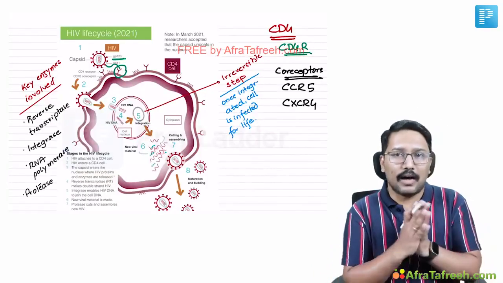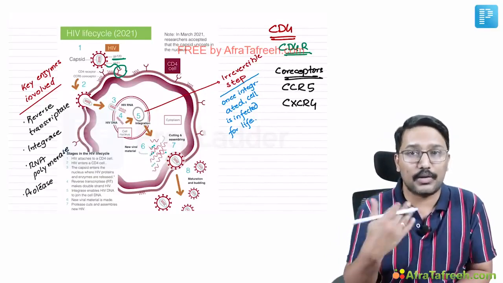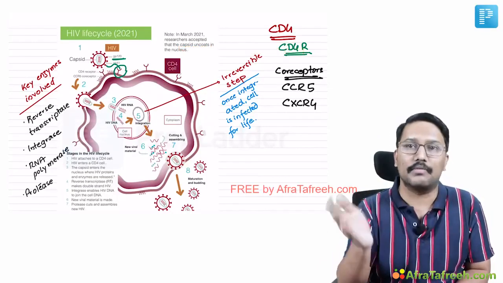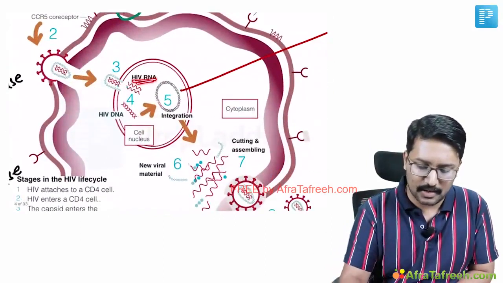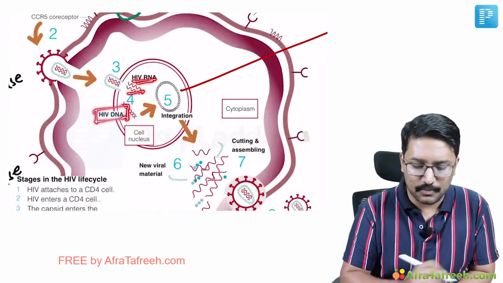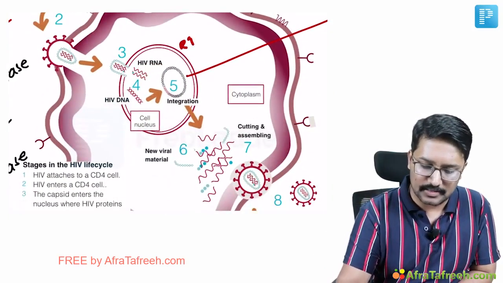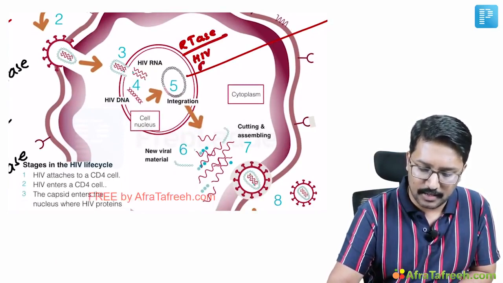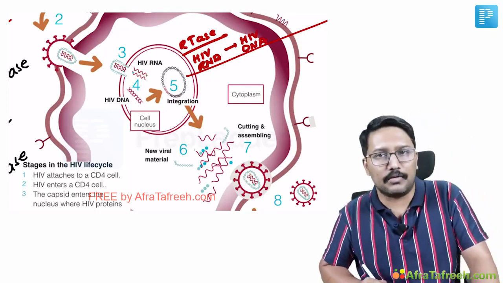Now once the viral RNA is inside the host cell, it is RNA, right? So it has to replicate and convert, right? Not replicate, I should say. The RNA should get converted into DNA, right? So once it is inside the host cell, HIV RNA gets converted into HIV DNA. This conversion is brought about by an enzyme called reverse transcriptase, right? So reverse transcriptase converts HIV RNA to HIV DNA, right? This is the first step inside the CD4 cell.